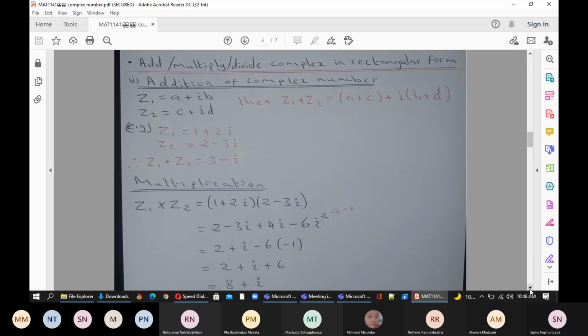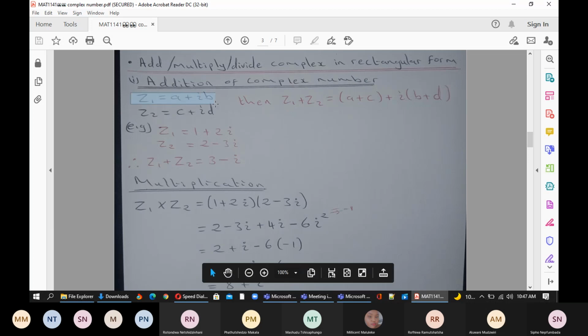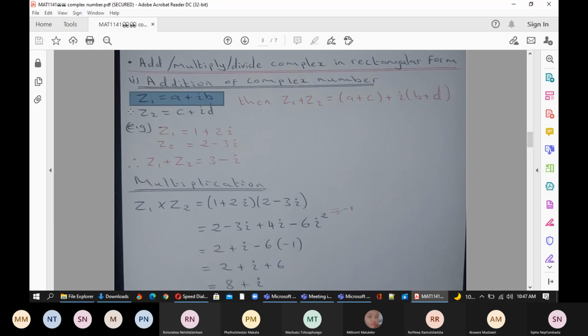So now, let's talk about addition of complex numbers. How do we add complex numbers? Let's say we have Z1, which is equal to A plus IB, and Z2, which is equal to C plus ID. Then Z1 plus Z2 is equal to A plus C plus I open bracket B plus D. In other words, real by real, imaginary by imaginary.